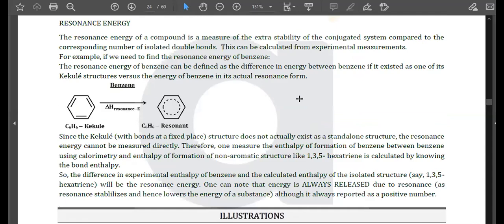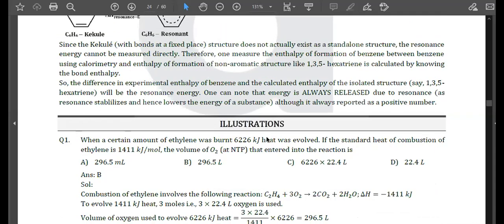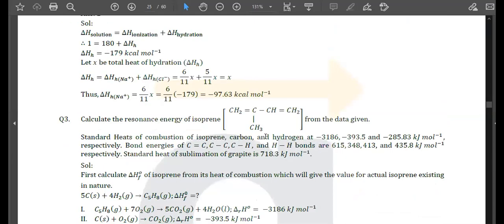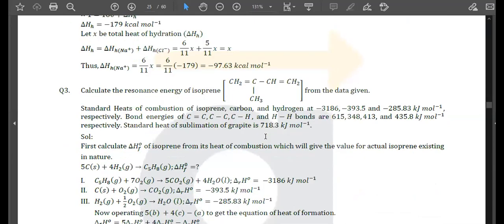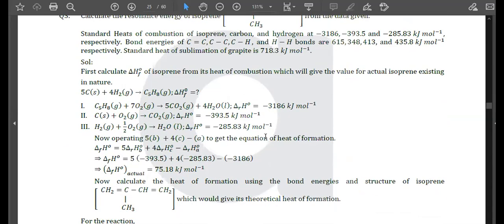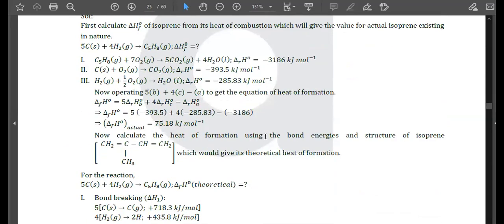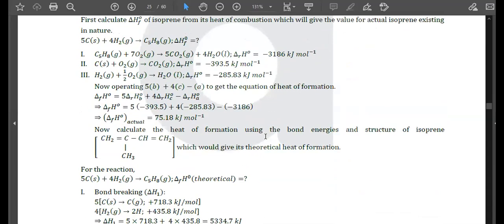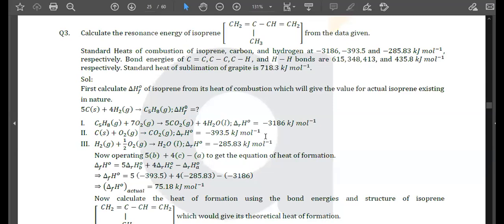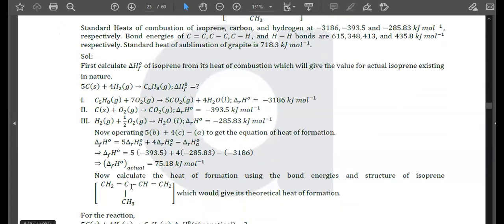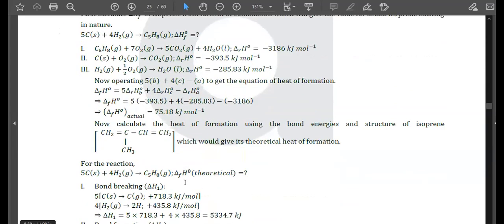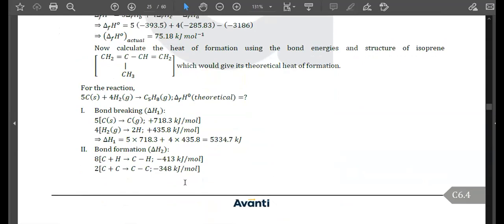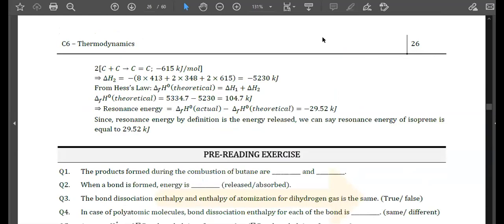Okay, everyone. So illustration you guys might have solved. I hope that you have solved each and every illustration. You have to solve this illustration. See, for question number 3, it was a good problem that you have to solve. First, they found delta H formation of overall reaction. This is your delta H theoretical. Then calculated delta H actual, and actual minus theoretical will give you resonance energy, right?